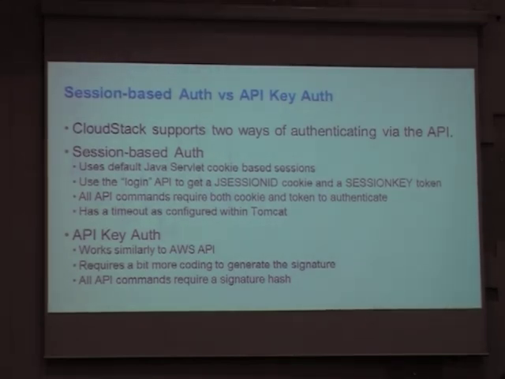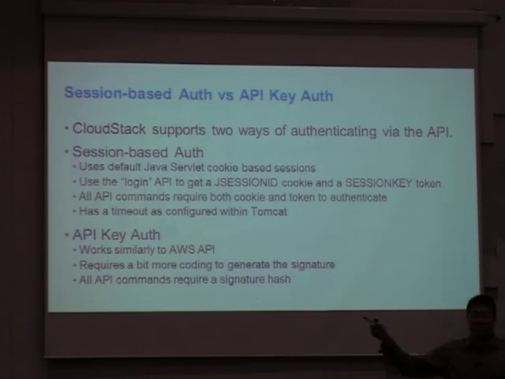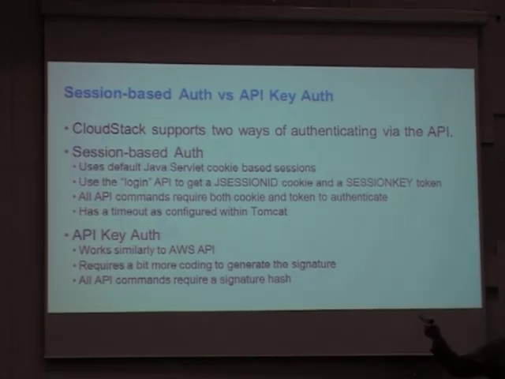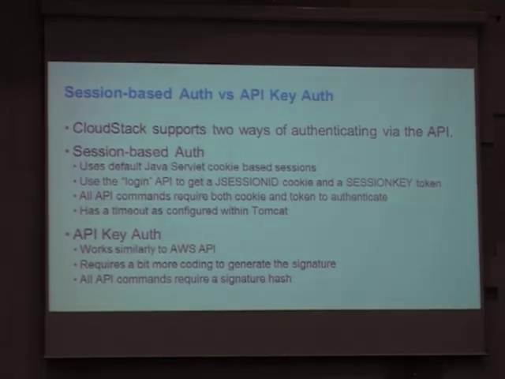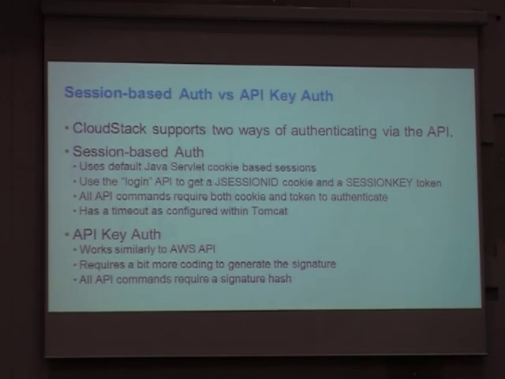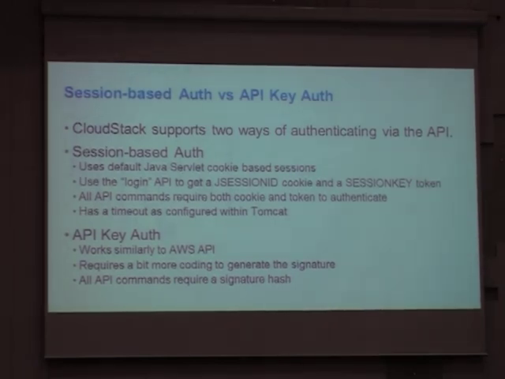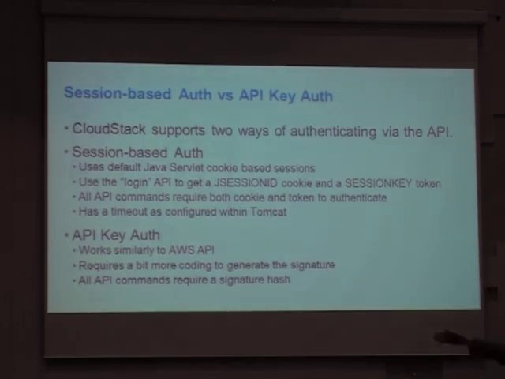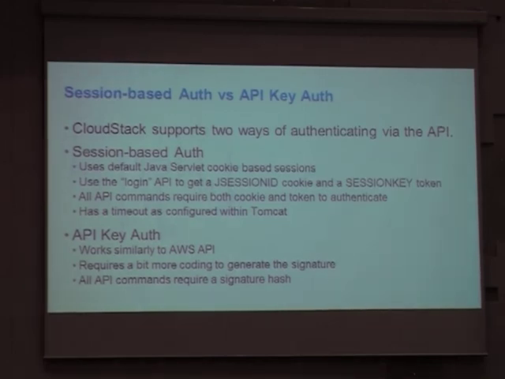And then for the API key authentication, this is what I'm going to go through further along in the slides. It's very, very similar to how Amazon's API is being generated today. And I'll go step by step on how you can generate the signature. But the drawback of this is it requires a bit more coding to make API calls, and all the API commands itself now require a signature. Whereas with the session key token, there's no code after that. You really only have to append the session key and send it down.